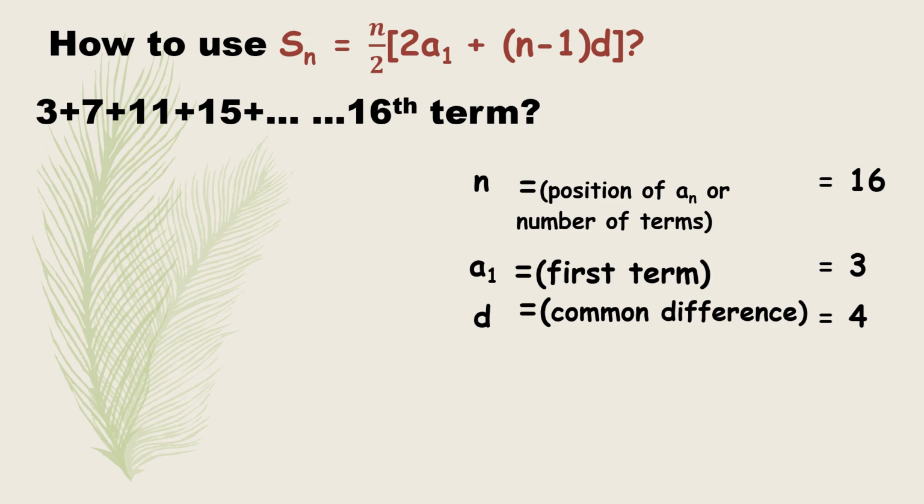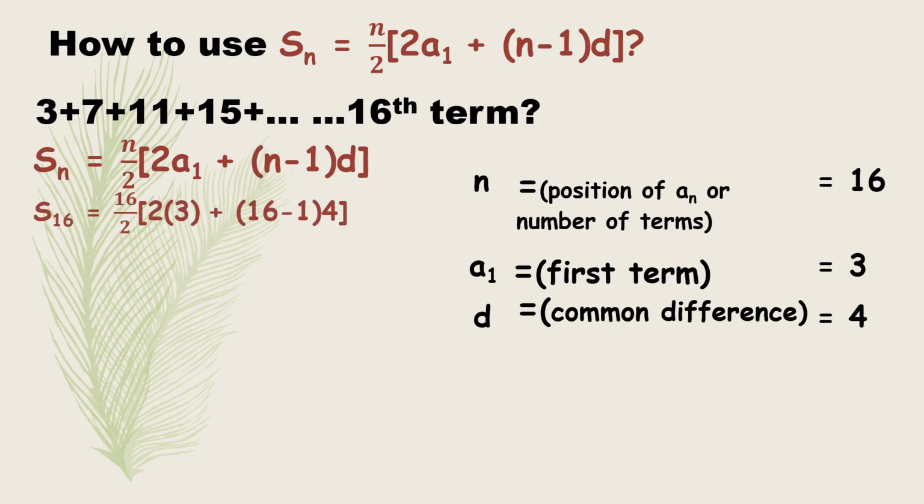After finding the values of all our variables, we now use our formula, S_n = n/2 times (2a_1 + (n - 1)d). We replace all the variables with the values we obtained: n becomes 16, a_1 becomes 3, and d becomes 4. So our equation becomes S_16 = 16/2 times (2 times 3 + (16 - 1) times 4). Then all we have to do is solve this equation.